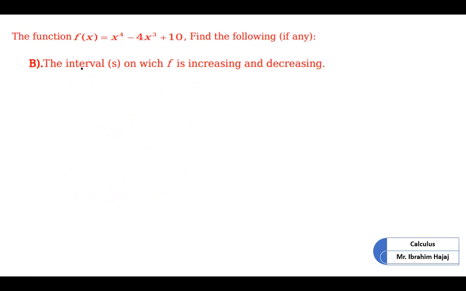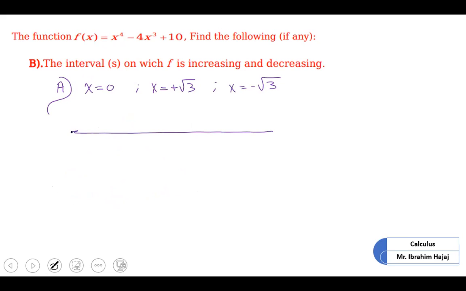Letter B is related to the same function and is asking now to find the interval or intervals on which f is increasing and decreasing. This depends on the critical numbers we found in letter A. In letter A, we said that either x is 0 or x is equal to positive radical 3 or negative radical 3. To state the intervals in which the function f is increasing or decreasing, we draw a number line and put negative radical 3 here, 0 here, and positive radical 3 here.